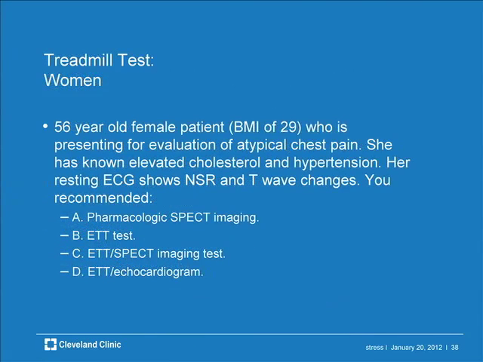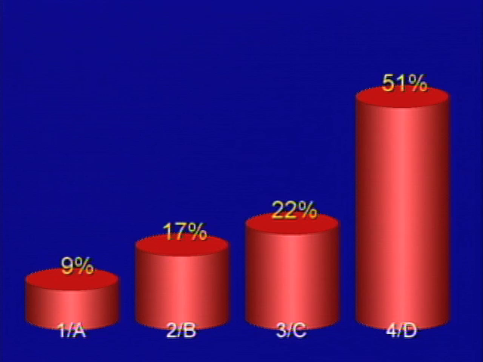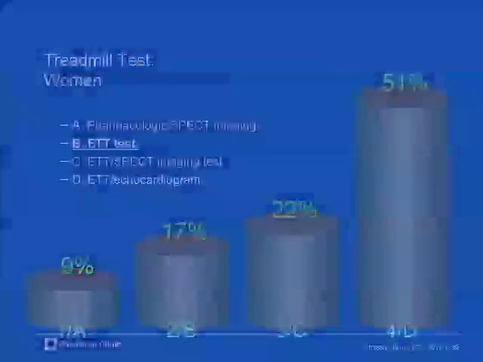on the treadmill. The next one is a 56-year-old female patient with a BMI of 29, presenting for evaluation of atypical chest pain. She has known elevated cholesterol and hypertension. Her resting EKG shows normal sinus rhythm and T-wave changes. You recommend pharmacological stress test, nuclear, exercise treadmill test with SPECT, and treadmill test with an echocardiogram. So most of you chose the echocardiogram, and we'll see what's the correct answer.